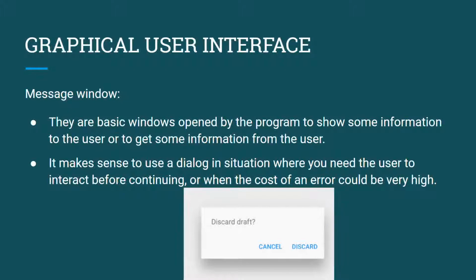Message window. They are basic windows opened by a program to show some information to the user or to get some information from the user. It makes sense to use a dialogue in a situation where you need the user to interact before continuing, or when the cost of error could be very high. So let's consider a scenario where a user is deleting a large set of files. It is good to have some confirmation from the user before deleting.